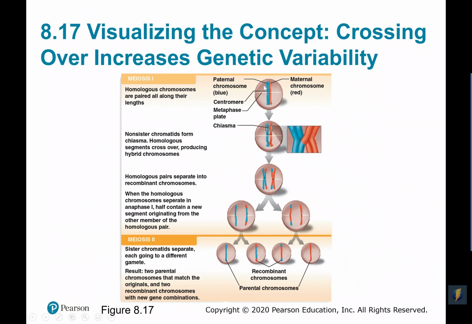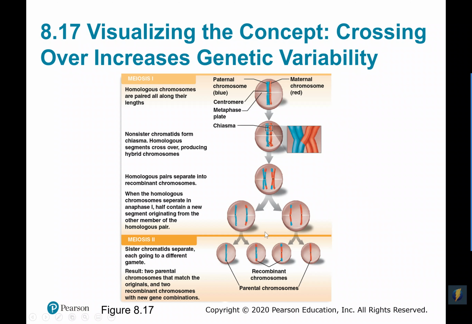So here you can see the paternal chromosomes. Here you can see the maternal chromosomes. They're in red. When they line up there during metaphase, the non-sister chromatids form those chiasma. They cross over. So you're getting hybrid chromosomes. Here's a mostly maternal chromosome with some paternal DNA. Here's a mostly paternal chromosome with some maternal DNA.